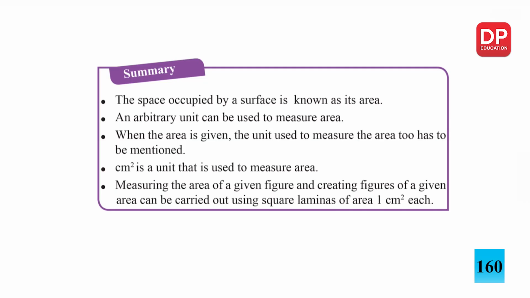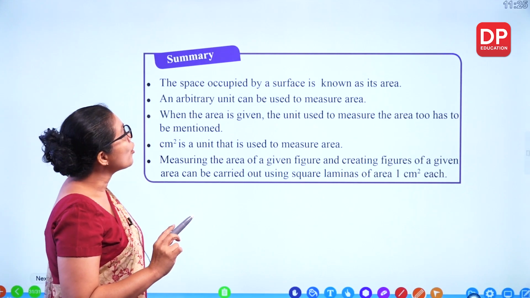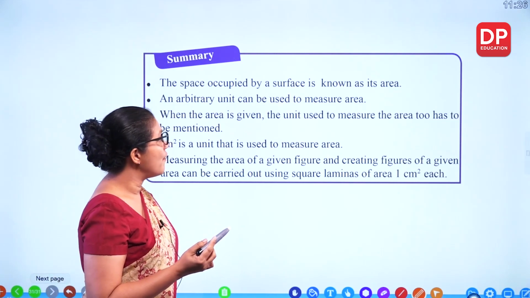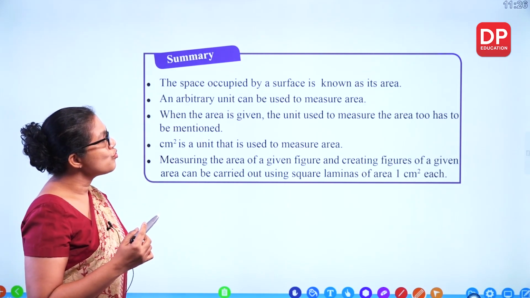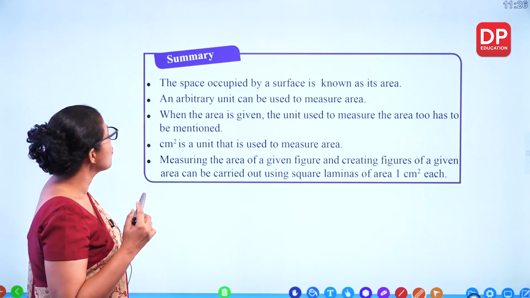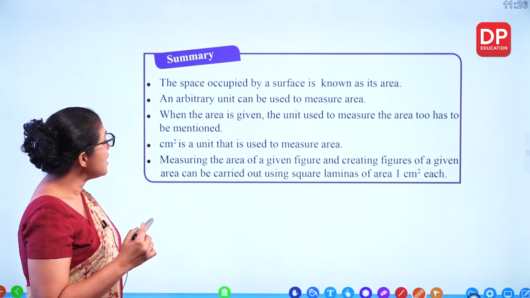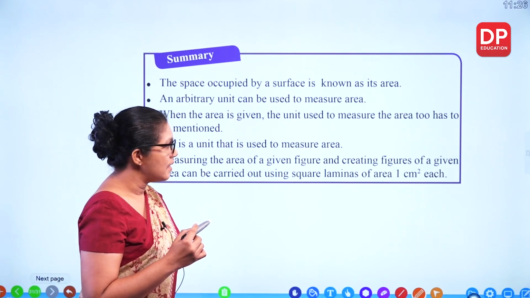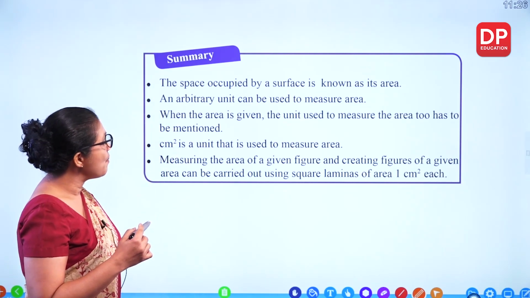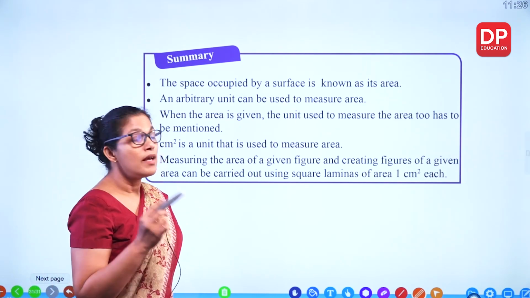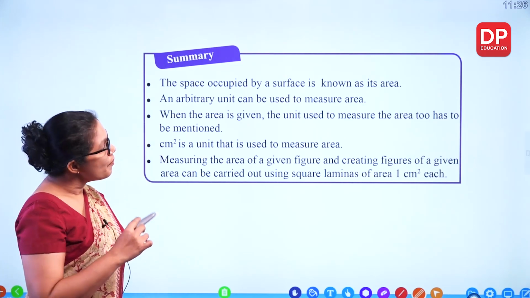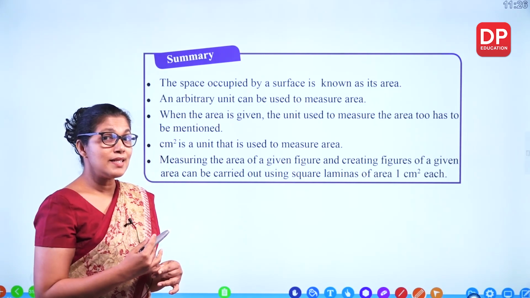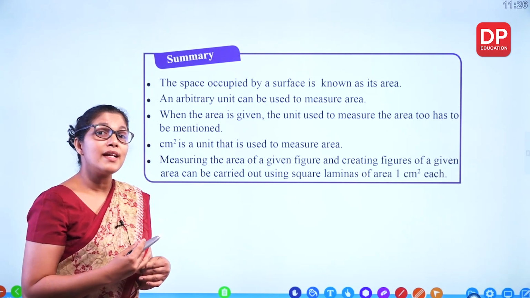So we covered all theory related to area. The space occupied by a surface is known as its area. An arbitrary unit can be used to measure area. When the area is given, the unit used to measure the area too has to be mentioned. Square centimeters is a unit that is used to measure area, and measuring the area of a given figure and creating figures of given area can be carried out using square laminas of 1 square centimeter each. So practice, you can cut shapes, all squares with 1 square centimeter, and create different shapes and calculate the areas.